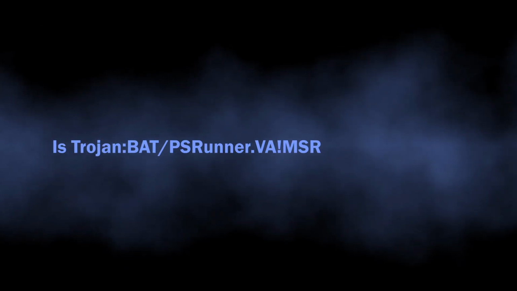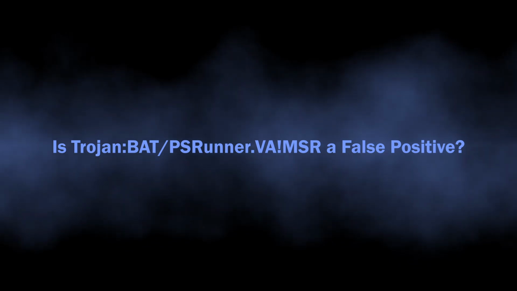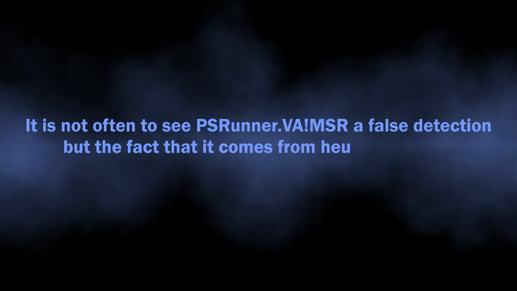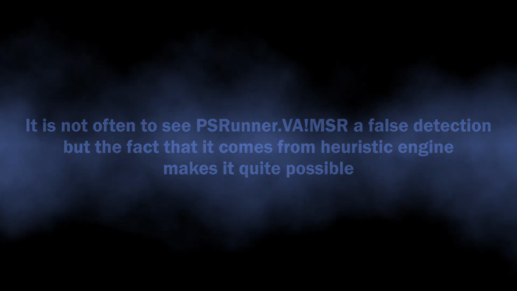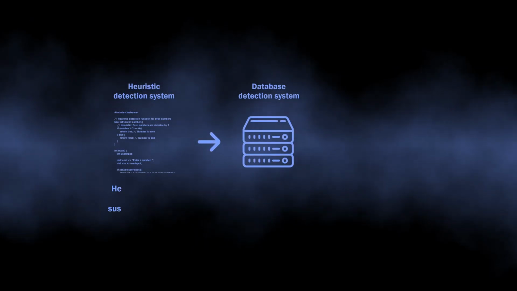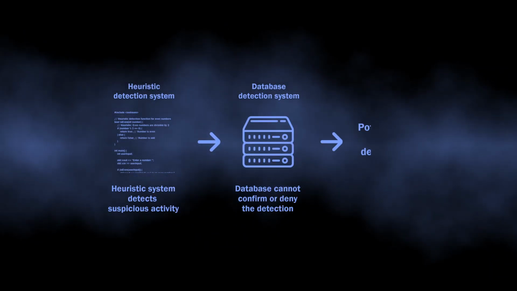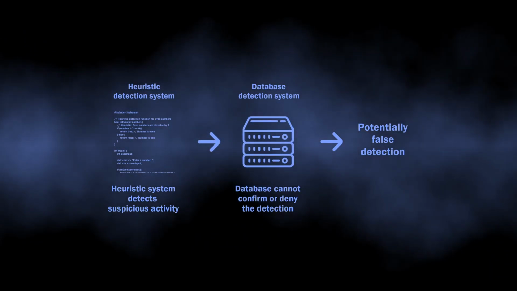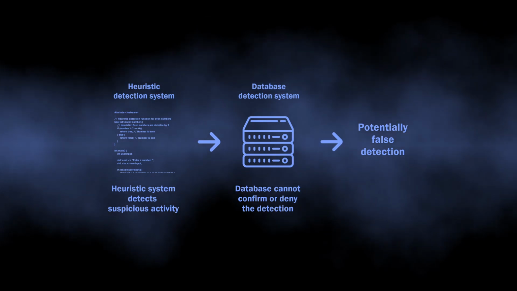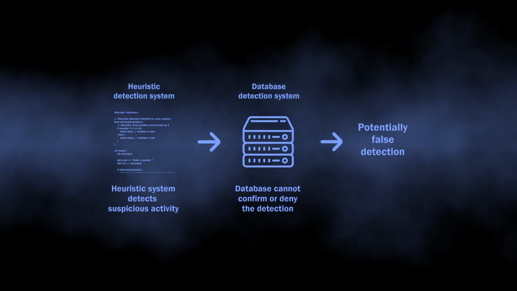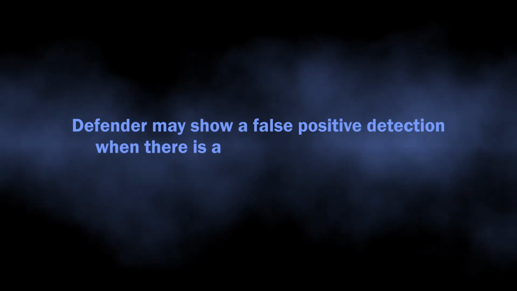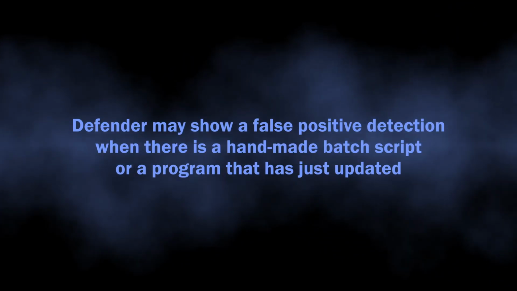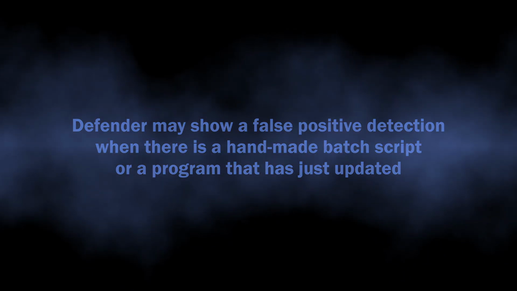Now, let's discuss the cases when the Trojan:Bad PSRunner detection may be a false positive. It is not a common occasion to begin with, but the overall way this detection happens leaves enough room for this to be the case. As I said, PSRunner comes from the heuristic detection system of Microsoft Defender. It excels at detecting threats proactively, but may sometimes malfunction, especially in the case of a newly updated app or a handmade batch script. In that case, Defender detects suspicious activity, fails to prove that the actions are safe, and shows the detection.